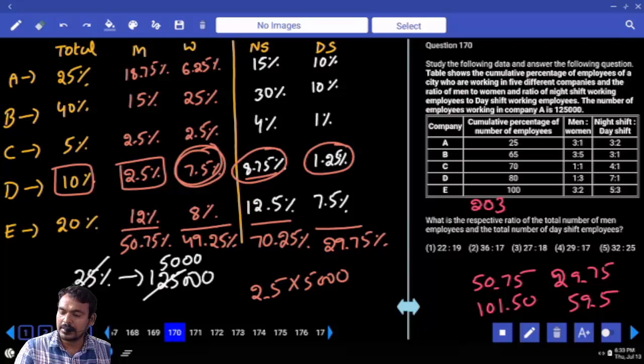Again double. What is the 101.5 double? 203. Next 59.5 double, 119. Both are in 7 multiples. 7 how many times? 29 times. 7 how many times? 17. What is the ratio? 29:17.